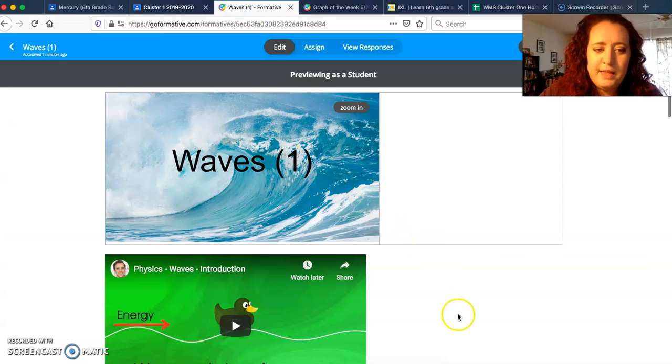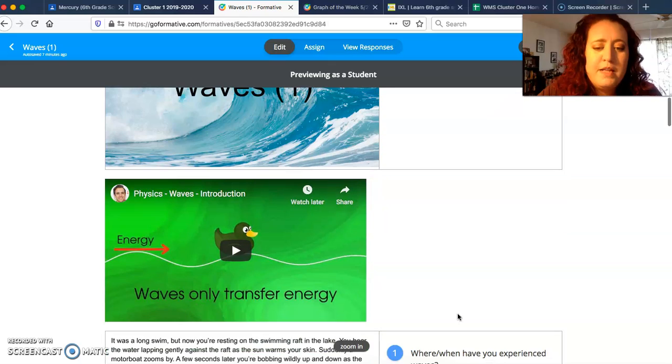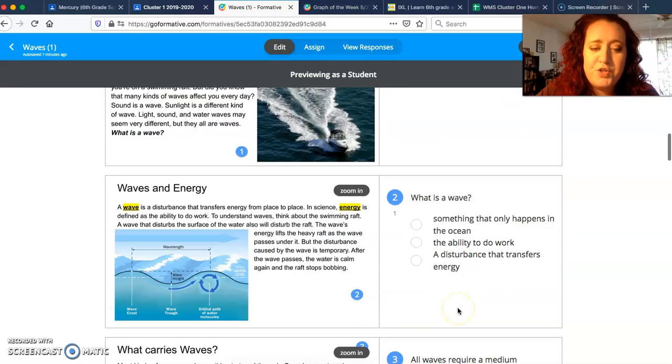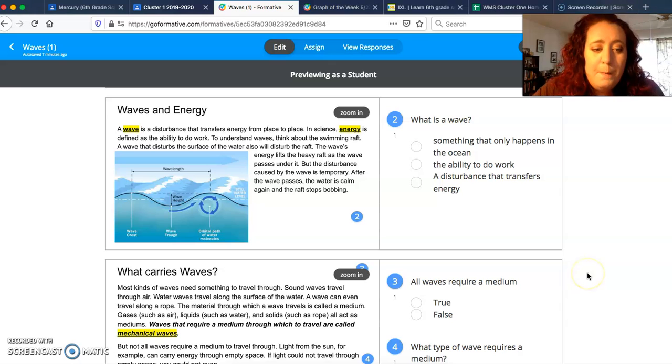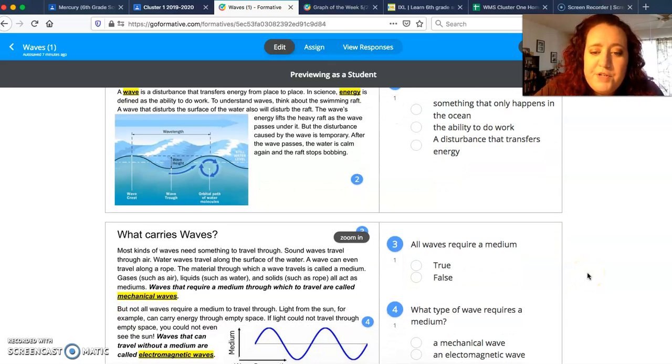So starting with the Go Formative, this is really kind of an introduction to waves. Now, when we talk about waves, there's a lot of new vocabulary to discuss the different parts of a wave, to discuss how the wave moves, discuss how frequent the wave is. But what's nice about a lot of these vocabulary words is they are similar or even the same as some words you probably already know, which is really helpful.